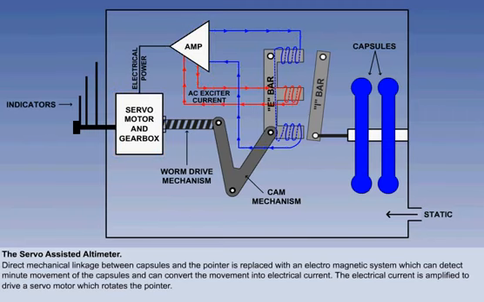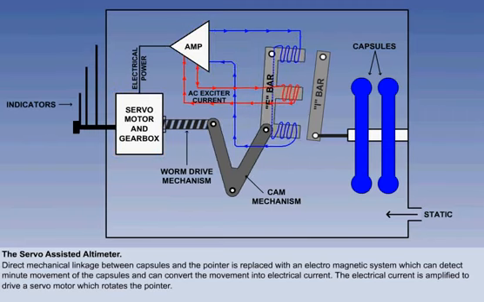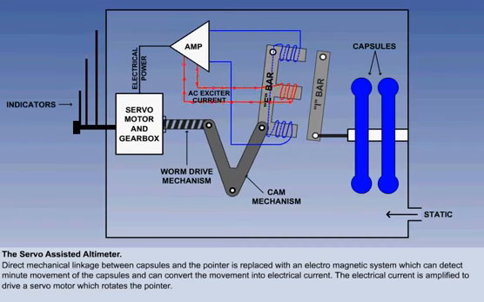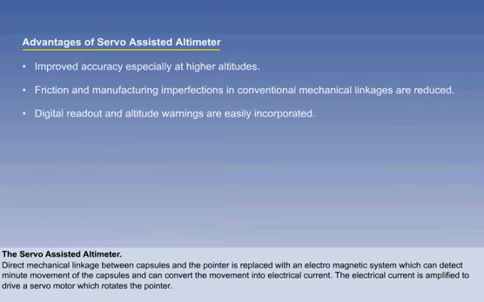The current is amplified and fed to the servo motor, which drives the pointer. A worm drive and cam mechanism realigns the I-bar with the E-bar. Once realigned, equilibrium is restored, and the altimeter indicates the correct altitude. In practice, the E-bar movement and the realignment can be considered to be a single continuous process. To recap then, we can say that the advantage of the servo-assisted altimeter is that it gives improved accuracy, particularly at higher altitudes.